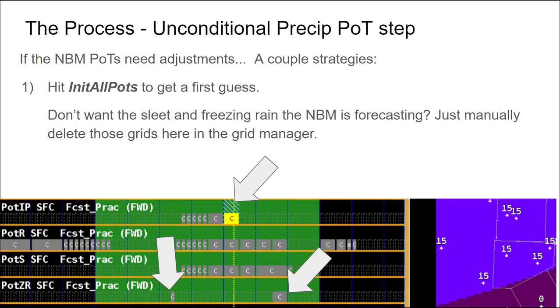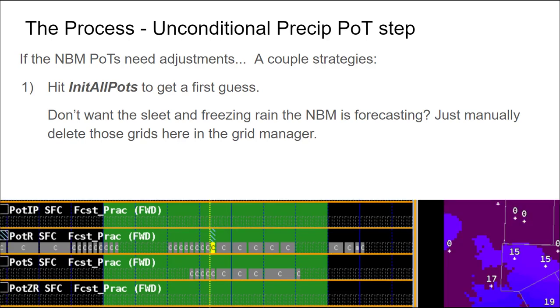How about when you need to make changes? Like for instance, removing sleet and freezing rain from the forecast because the NBM is trying to forecast low probabilities of them, but it's either wrong or you don't want to mention them. There are 2 possible strategies. One of them is to hit the Init All Pots button to get a first guess. Here I'll manually delete these in the grid manager where sleet and freezing rain showed up, keeping just rain and snow in the forecast, like so.